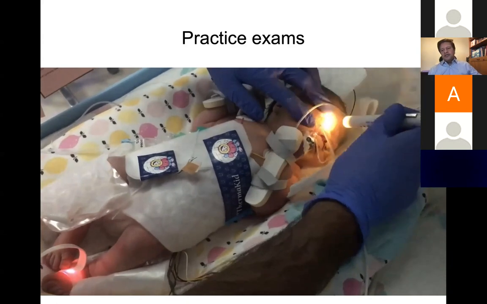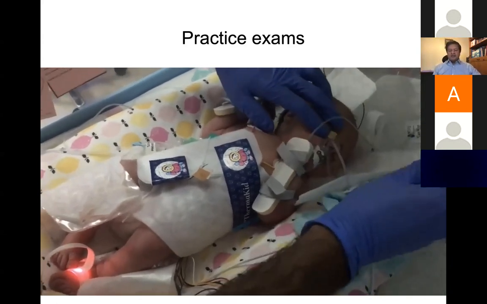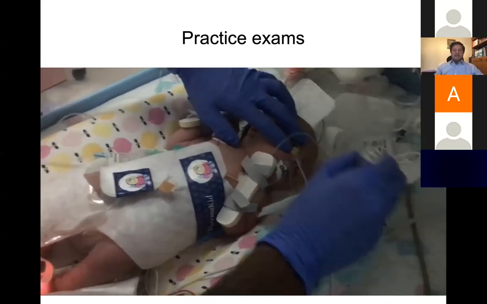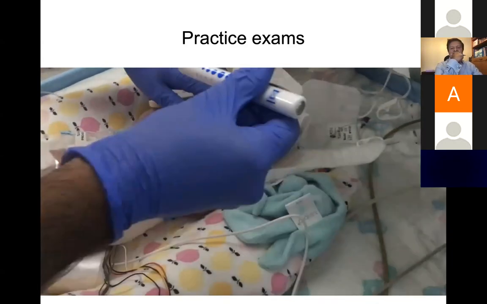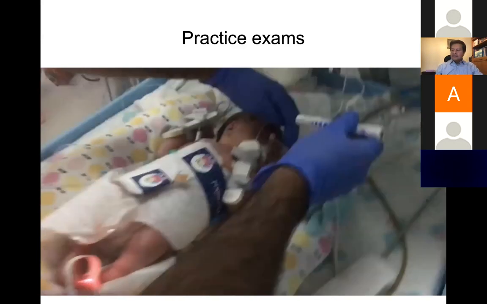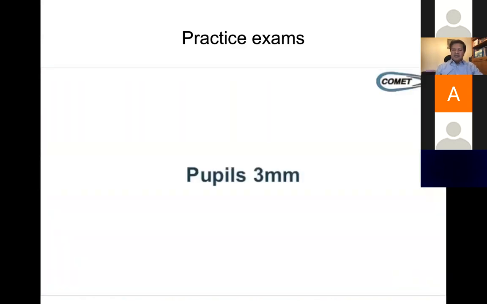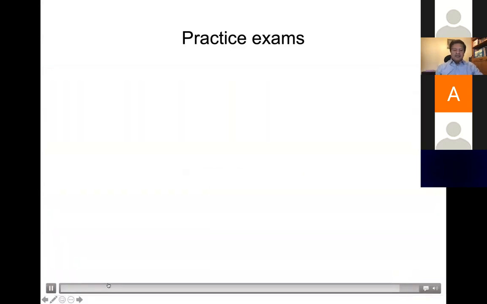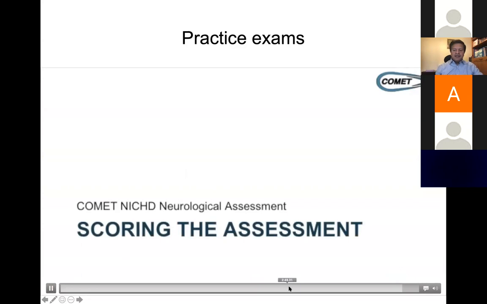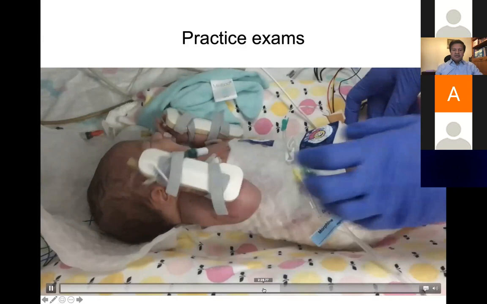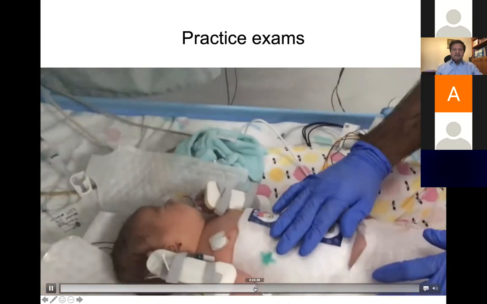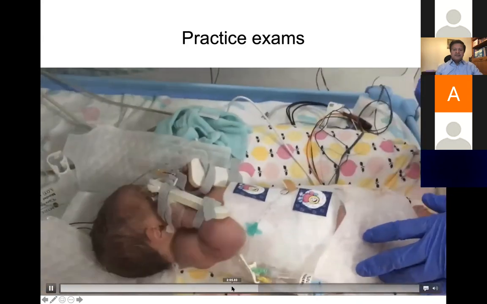So this is the pupil torch. You should have this at the bedside. And the pupils are 3 millimeters. Yeah. And now you score. I'll just run the video again once more. Let me start from here.